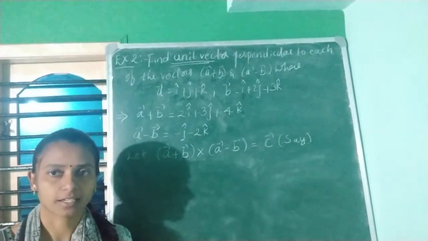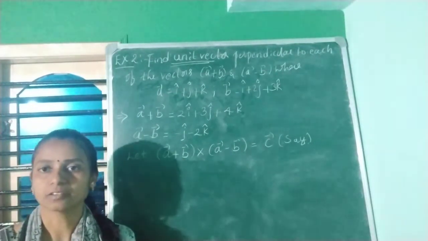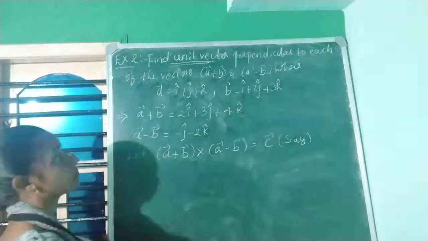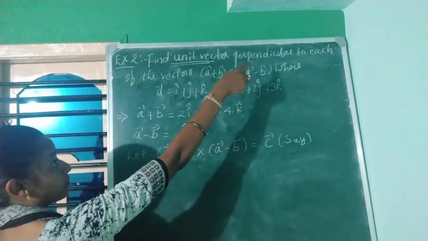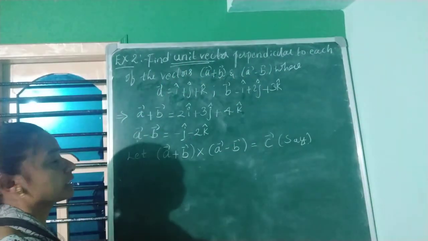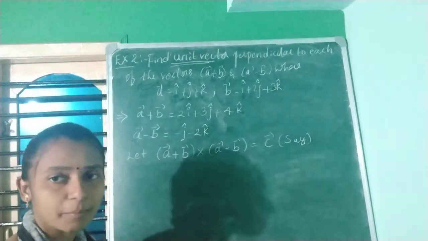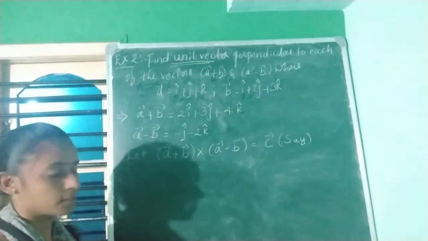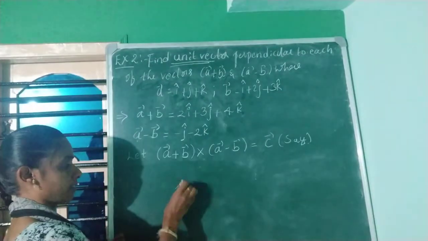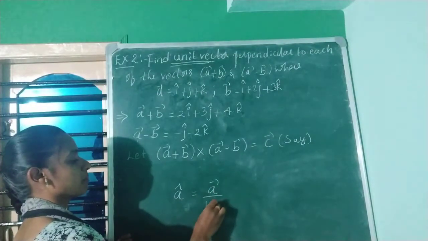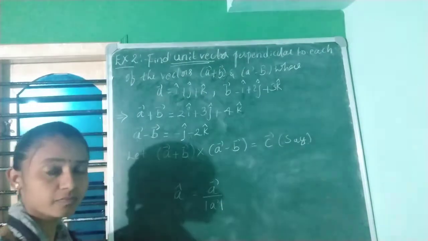We'll go with the next few examples based on the vector product of two vectors. So the next example is: find the unit vector perpendicular to each of the vectors a plus b and a minus b, where vectors a and b are given. A unit vector is nothing but a cap, which we can write as vector a divided by the magnitude of that vector.